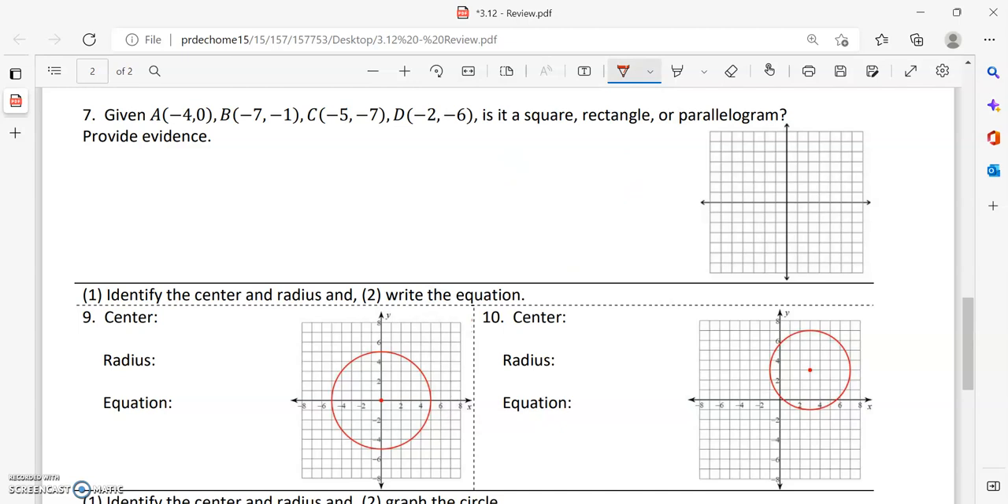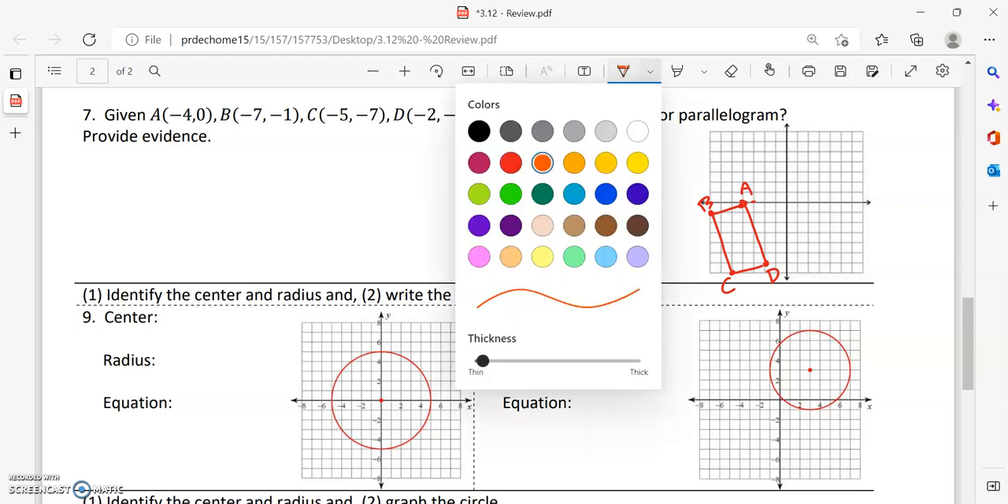-4, 0. That's there. -7, -1. -5, 1, 2, 3, 4, 5, 6, 7, and -2, -6. Okay, so this is looking more like a rectangle, which would also be a parallelogram. It's definitely not a square, right? Let's actually plot everything. A, B, C, and D. Okay, it's definitely not a square, because our B to C and A to D is longer than the other 2 sides. So square is off the books, but it does look like a rectangle and parallelogram.